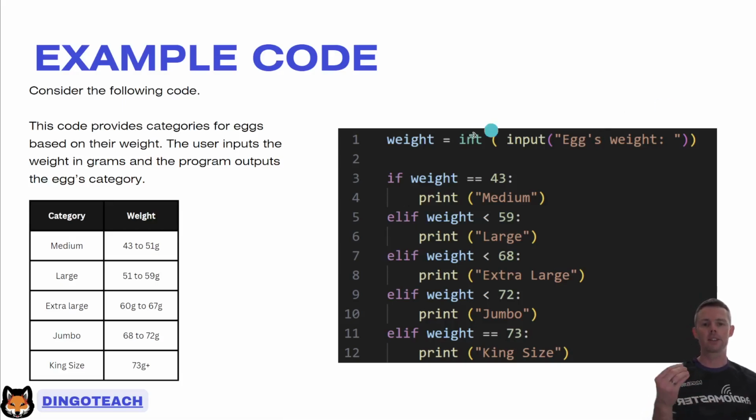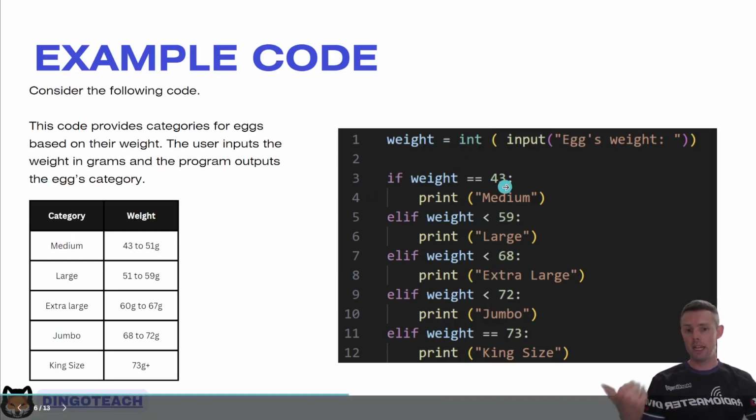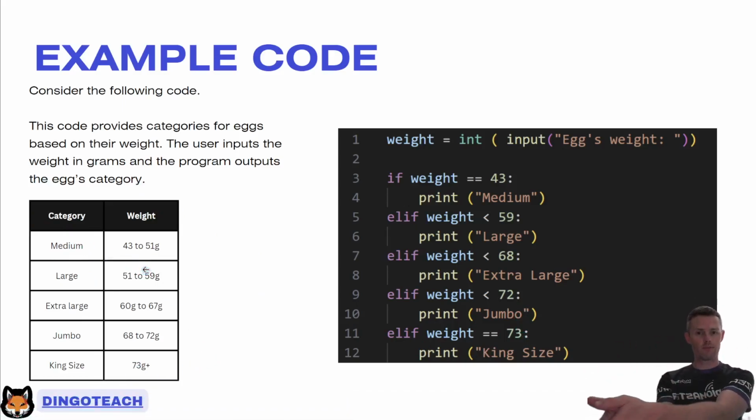My program takes the weight of an egg, turns it to an integer, and then checks what size it is: medium, large, extra large, jumbo, or king size. The rules are, if it's a medium egg, it's between 43 and 51, not including 51, I should say. Sorry, that should be 50.